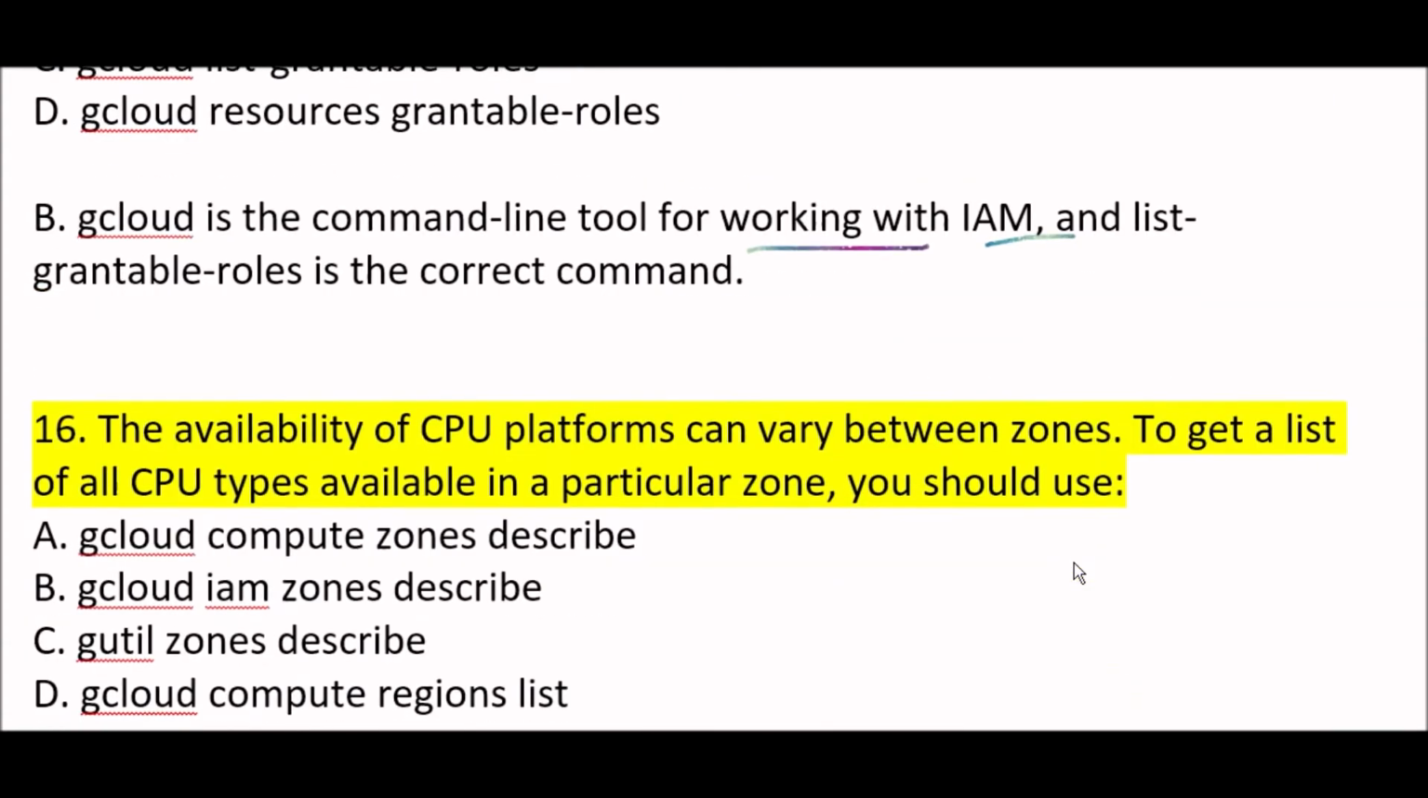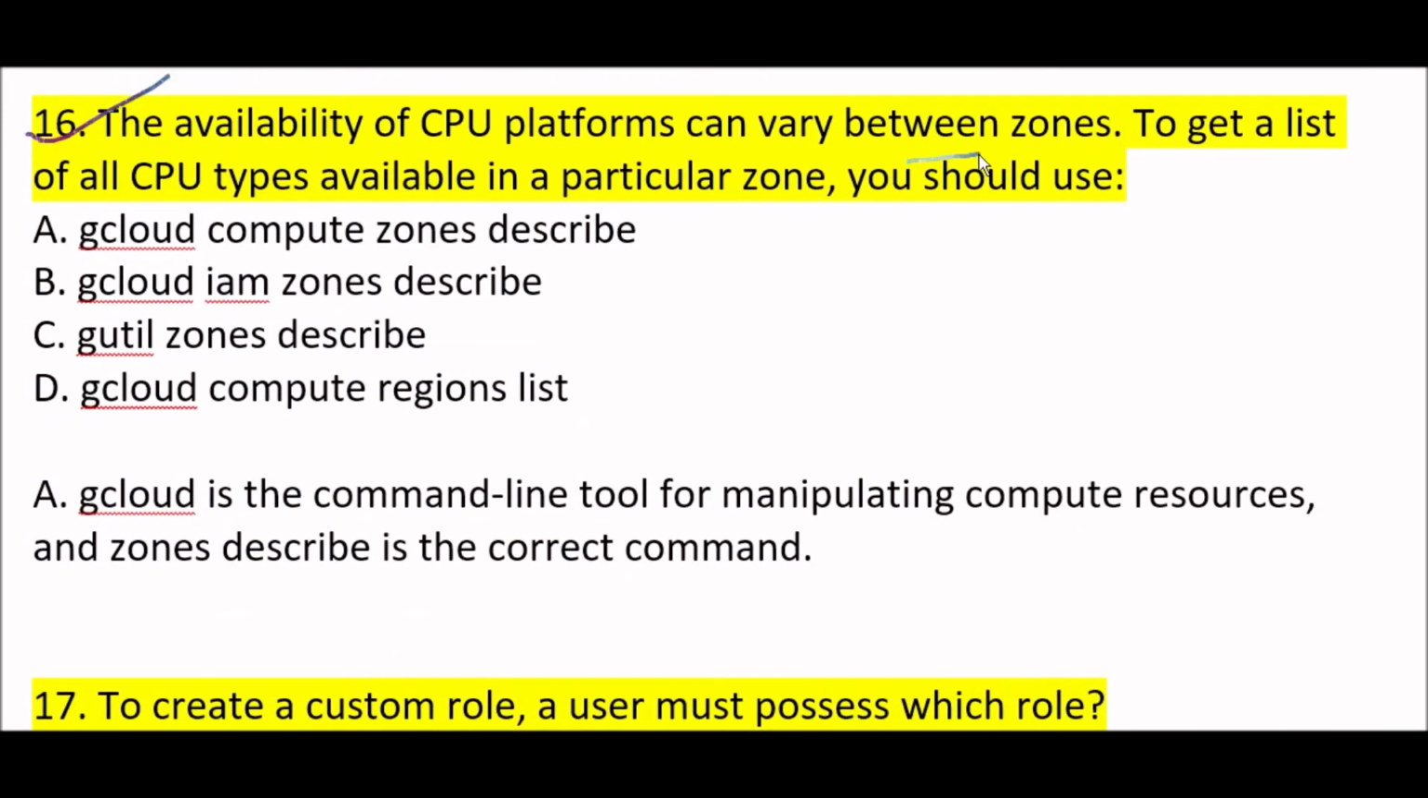Okay, next question. The availability of CPU platforms can vary between zones. To get a list of all CPU types available in a particular zone, you should use option A, gcloud compute zones describe, option B, gcloud iam zones describe, option C, gsutil zones describe, option D, gcloud compute regions list. Right answer here is option A, gcloud compute zones describe.